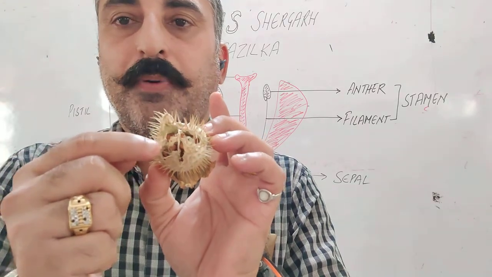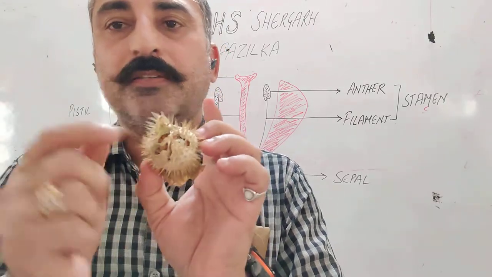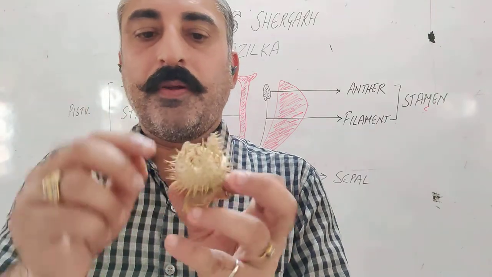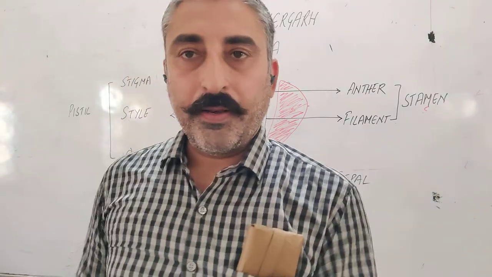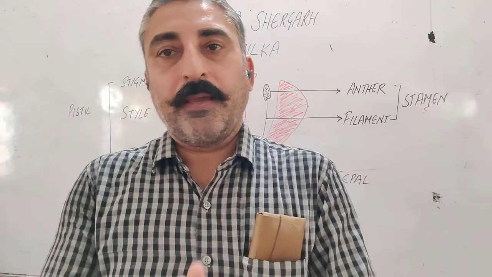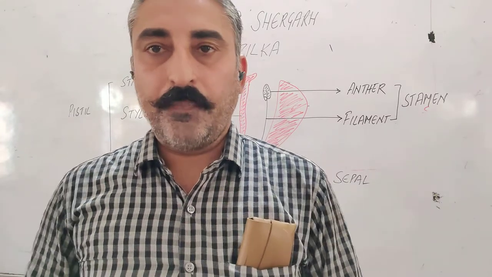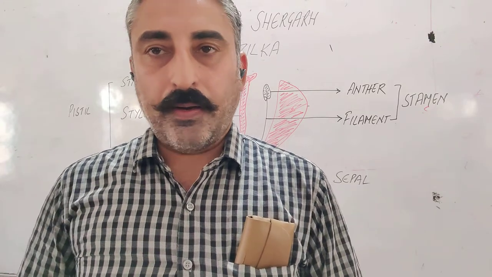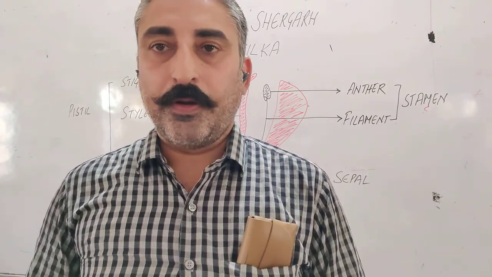You can see the brown color. These are seeds. After a few days, ovary will burst off and seeds will come out. And when seed get water and soil, it will germinate. So these were the different parts of flower and the process of sexual reproduction.